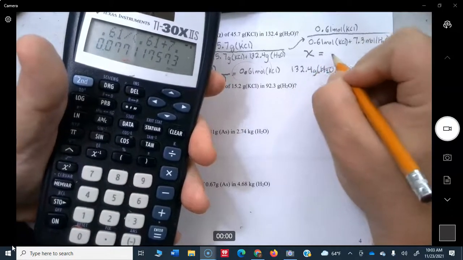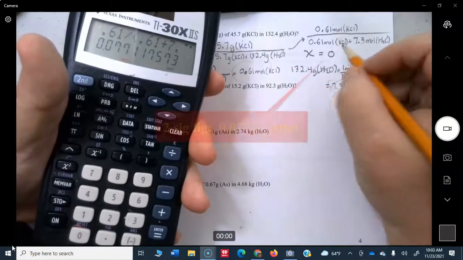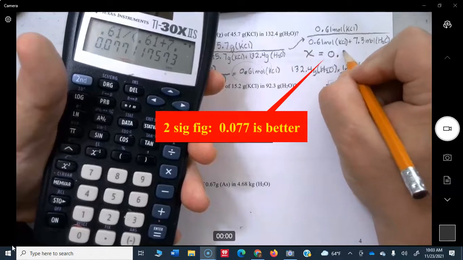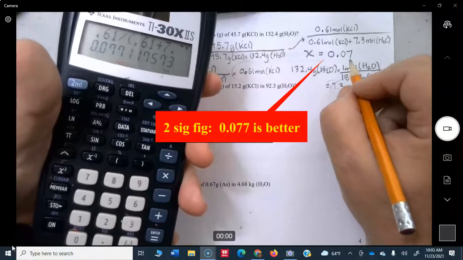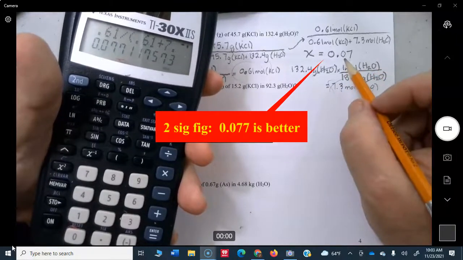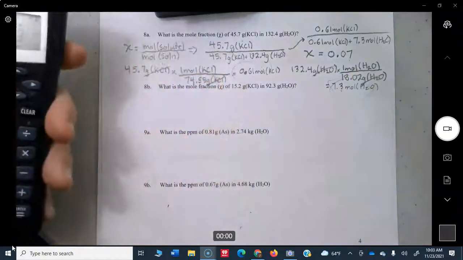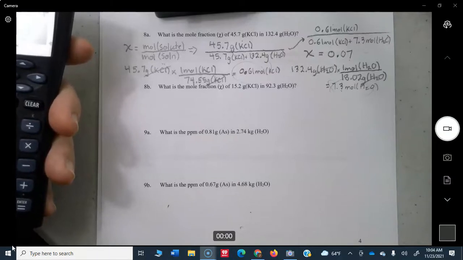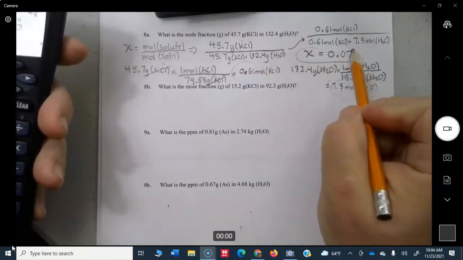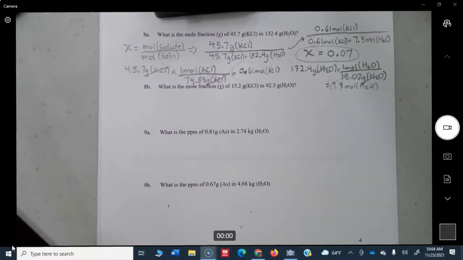So that's the mole fraction. And a mole fraction has no units. Everything's moles. They all cancel out. So it's 0.07. It would be 7%, but you don't express mole fractions as a percent. We'll use mole fraction in partial pressure problems a lot later on, and also in some acid-base problems. But that's your final answer. Okay? All right. So you go ahead and do 8B, and we'll move on to 9A.